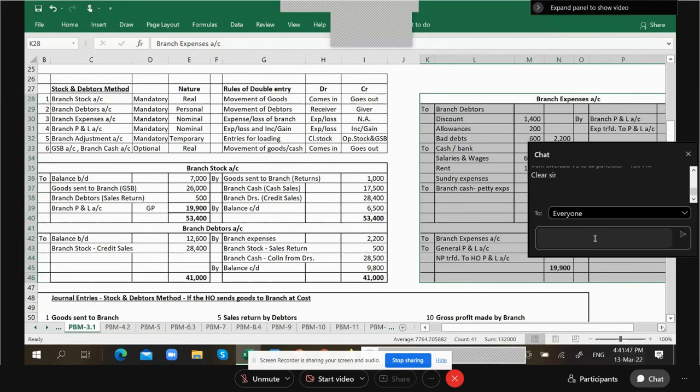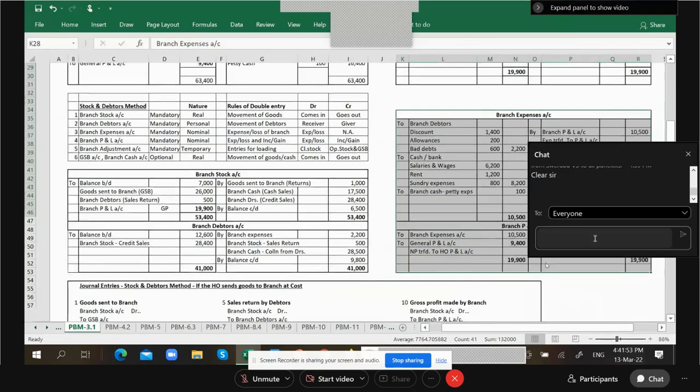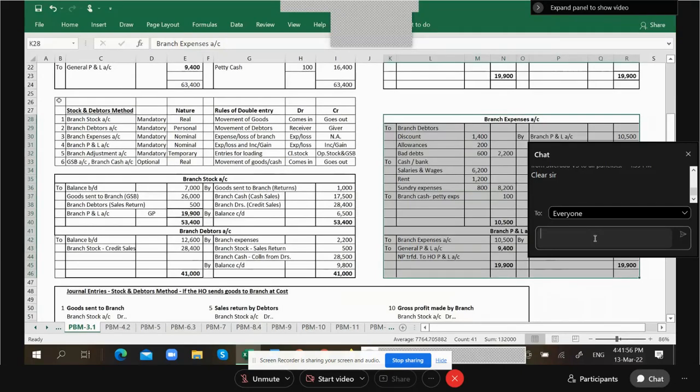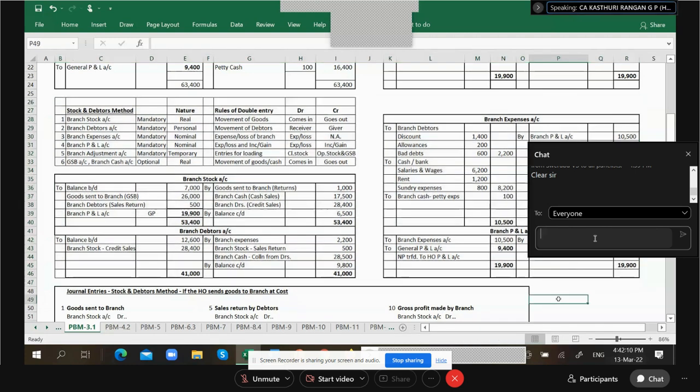So friends, you can note down this point, a very important point relating to stock and debtors method. Of course, I have given the journal entries and all below. I don't think that is required anymore for you. Since you understand this, it will be easy for you. Okay.